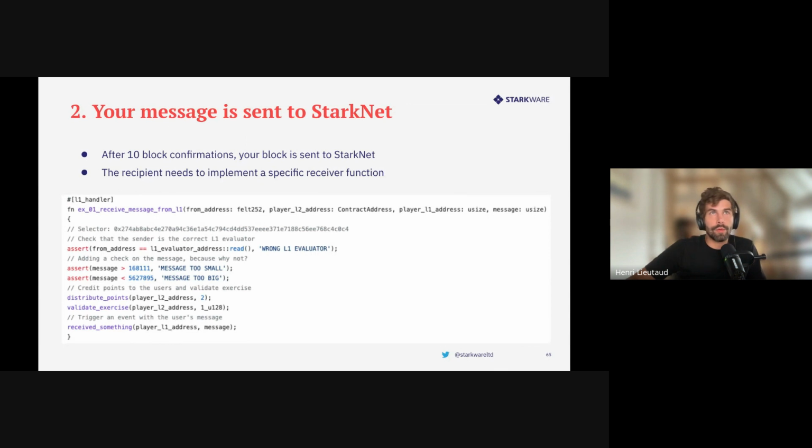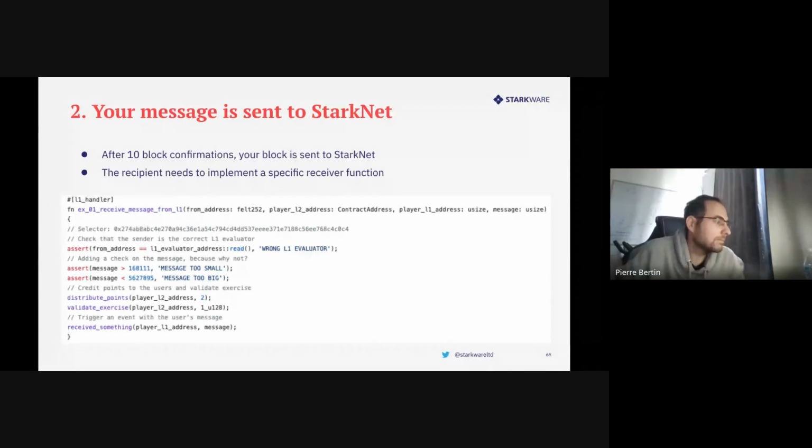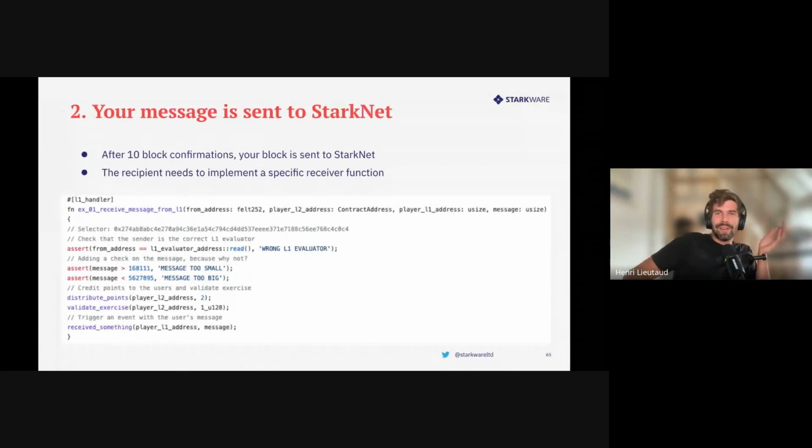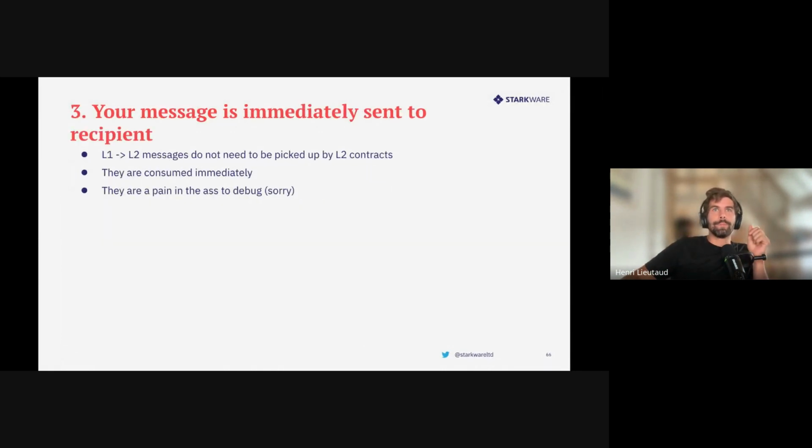Now, the big difference here is that when you go from Starknet to Ethereum, we wait for a proof to be passed. When you go from Ethereum to Starknet, we just wait for the transaction that sends the message to be, how do you say it? It's not validated. It's not solidified. It is, help me here, finalized. There you go. So it waits for the transaction to be finalized. It waits for 10 block confirmations, and then it is executed on Starknet.